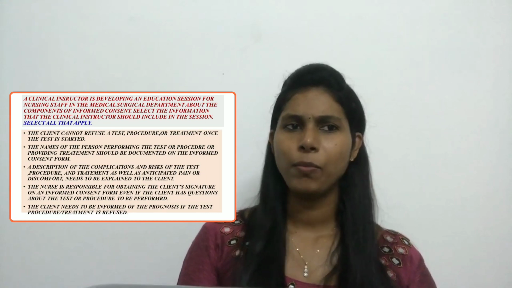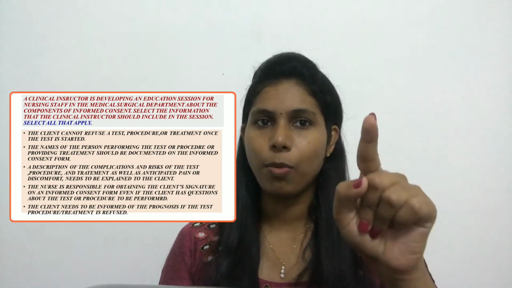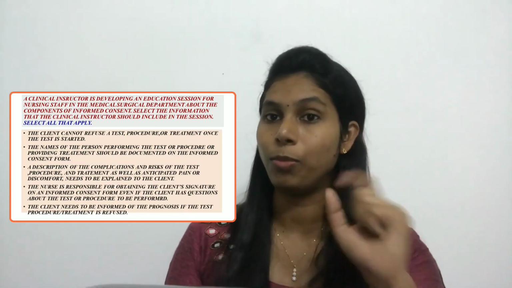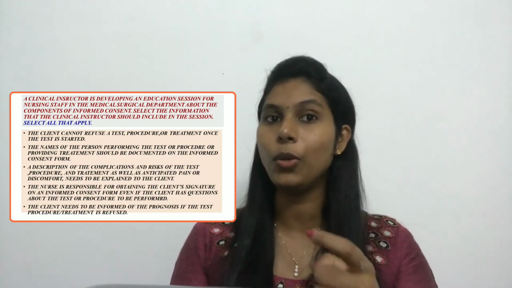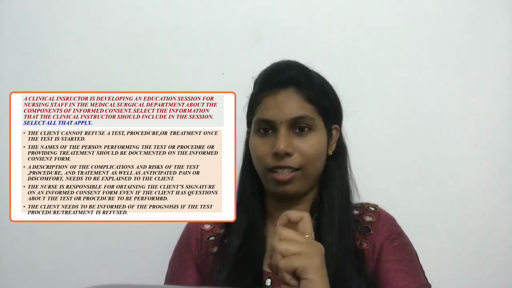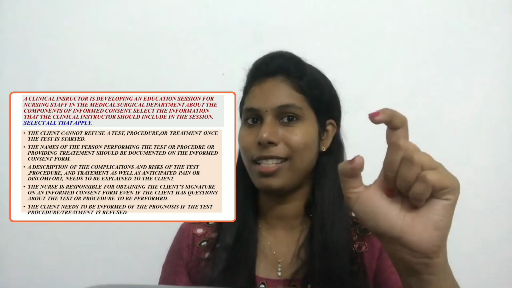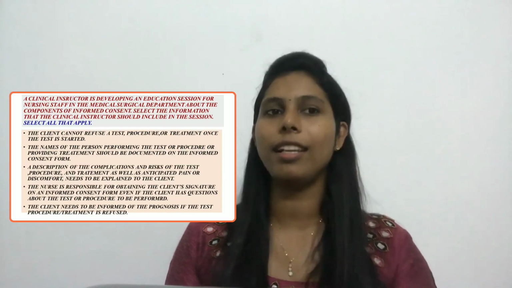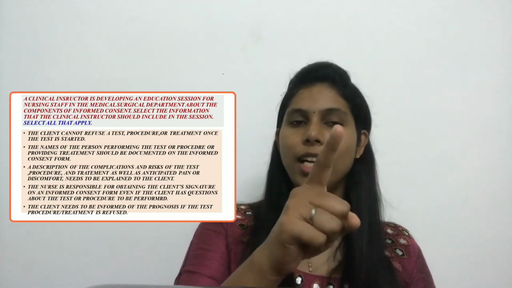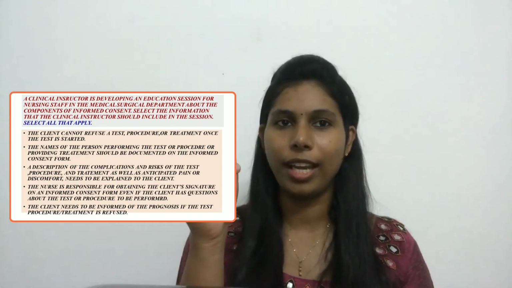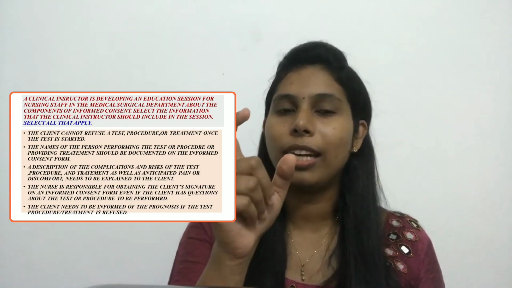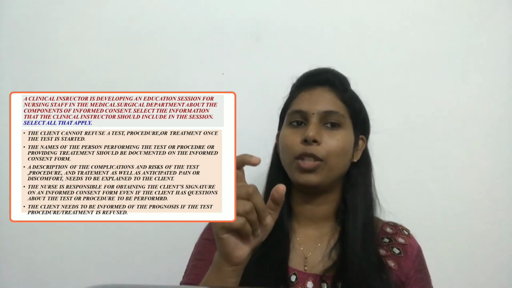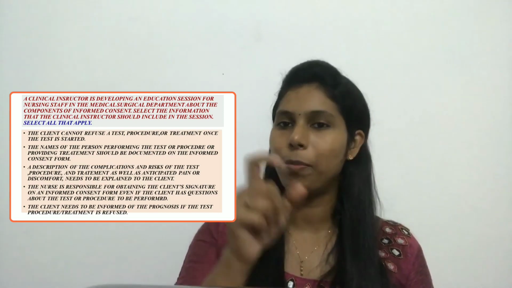What do you think? The nurse is responsible for obtaining the client's signature. We know that the nurse is not the right one to obtain consent, but the nurse is the one to obtain the client's signature. They didn't say obtain the consent, they said obtain the client's signature on the form. Until that area, it's correct. But the sentence goes in another direction: even if the client has questions or queries regarding the test or procedure to be performed, what do you think?